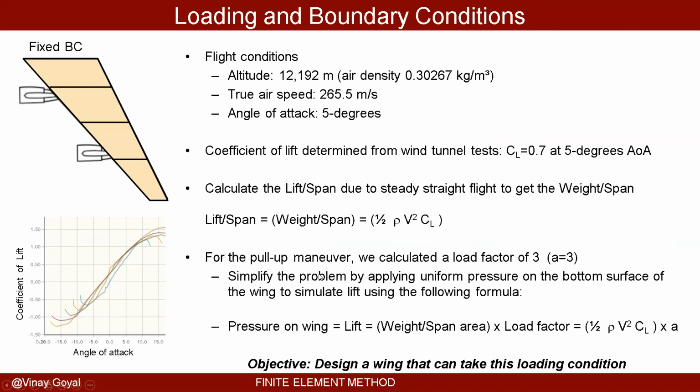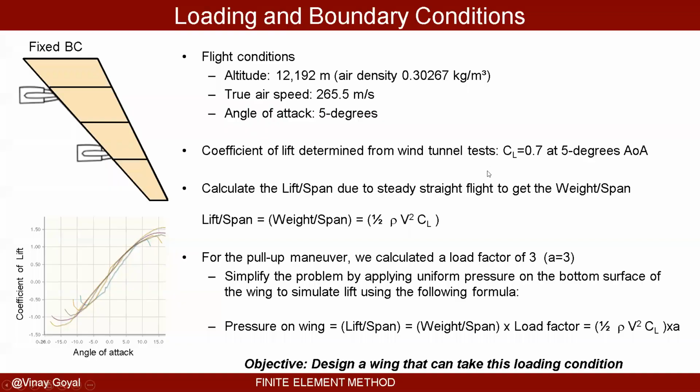We'll simplify the problem by applying a uniform pressure on the bottom surface of the wing to simulate lift using the following formula. So I'll apply pressure on the bottom of that wing, and that's going to be equal to lift divided by span. So we have the pressure on the wing will be lift divided by span, which is weight divided by span times the load factor.